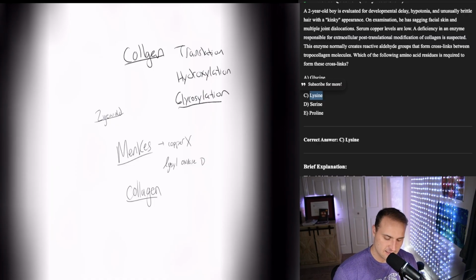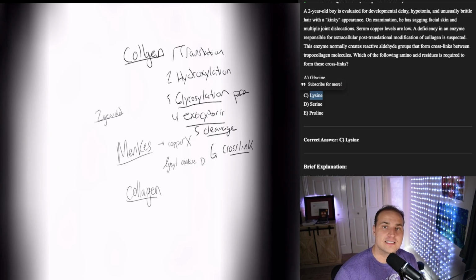Once you've glycosylated, you get the procollagen. Then you can undergo exocytosis, where the procollagen is secreted outside of the cell, and then it's cleaved. The procollagen goes into tropocollagen by cleaving the ends, and the procollagen peptidase is going to help out with that step. And then at the very end, we do cross-linking. And that's what's wrong in this kiddo.